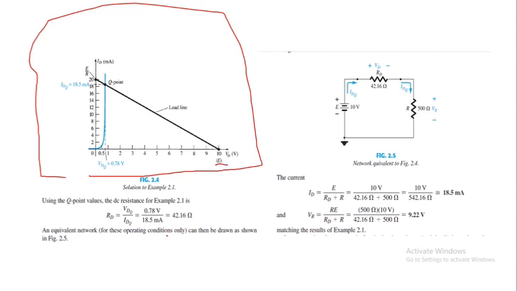Now another way is to find the resistance of the diode from this Q point, and then find the values of ID and VR.